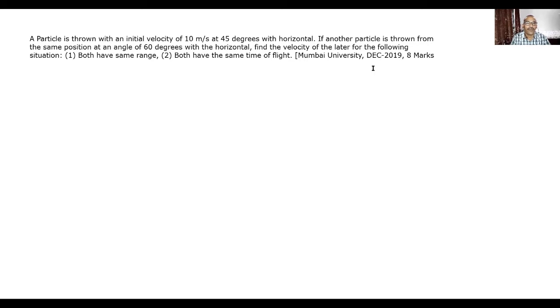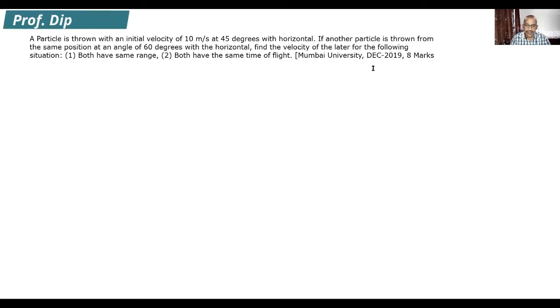Now in this problem, let's see what is given, the wording of the problem. A particle is thrown with an initial velocity of 10 meter per second at 45 degrees with horizontal. That means for the first particle, you can say A, u0 and theta 0 are known. For the second one, another particle is thrown from the same position, that means the point of projection is the same, at an angle of 60 degrees with the horizontal. Only the angle of projection is given, velocity is not given.